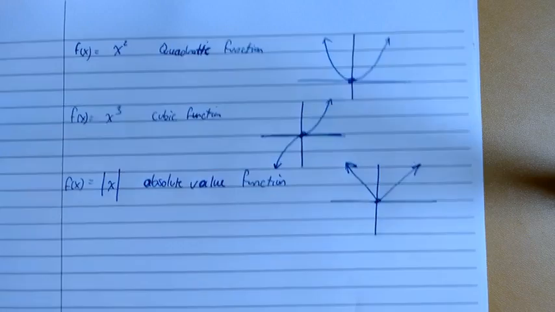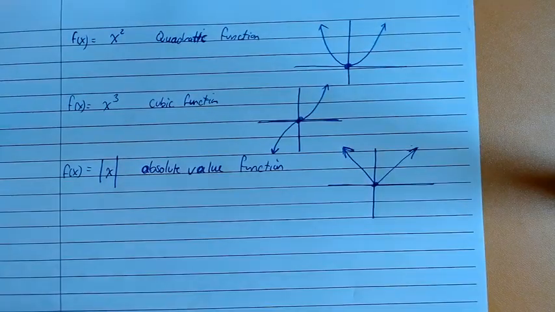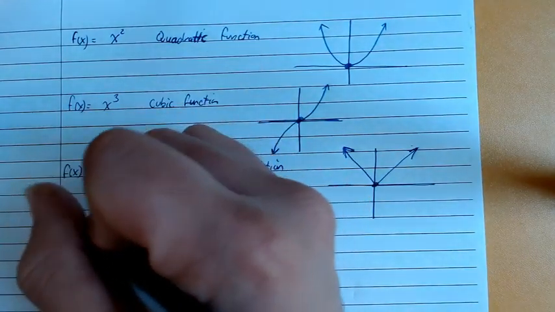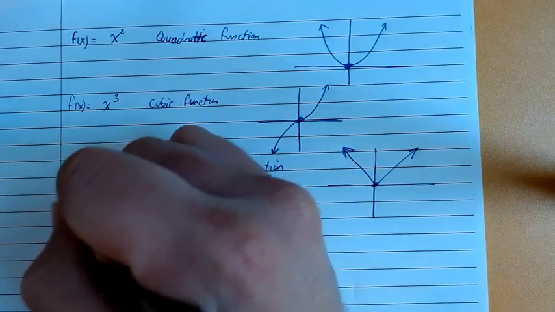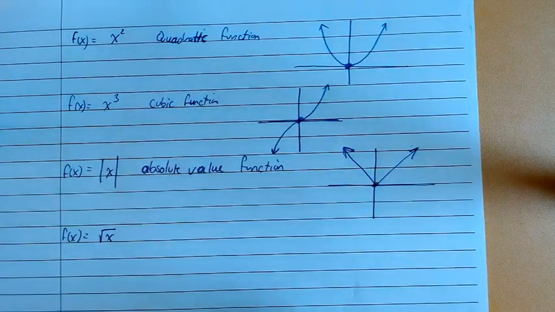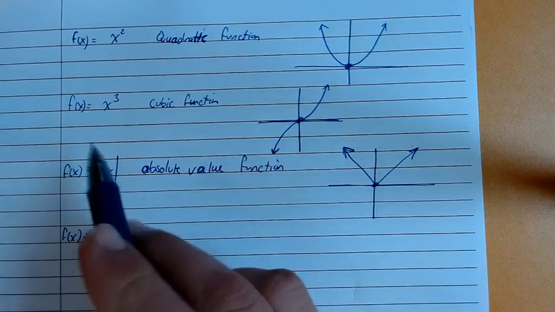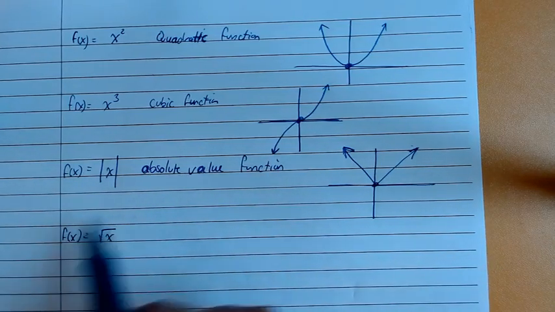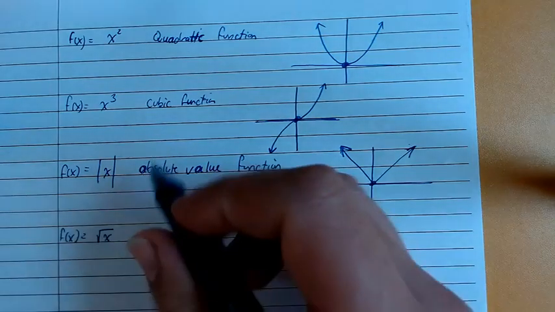Okay. The next one we're going to look at is the square root function. f of x equals the square root of x. We're not all original when it comes to naming stuff. This is called the absolute value function because it's a function that has an absolute value. This is called the square root function because it's a function that has a square root in it.